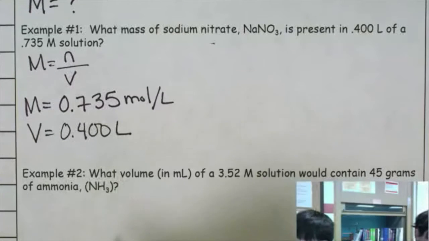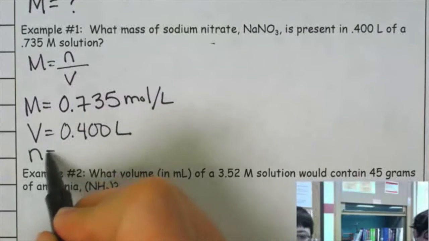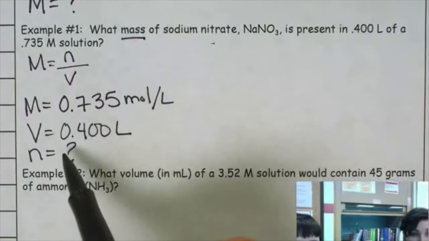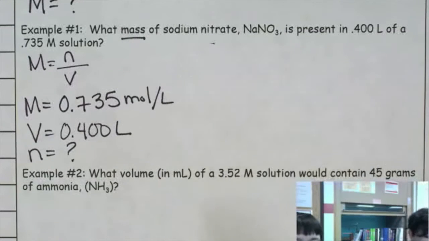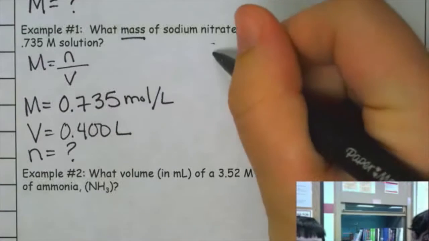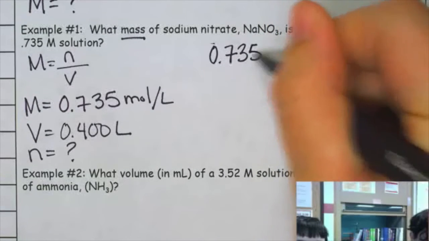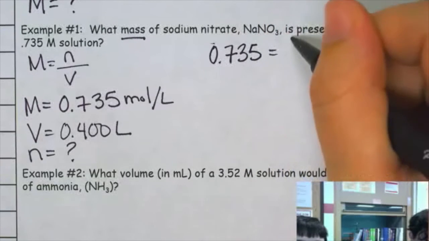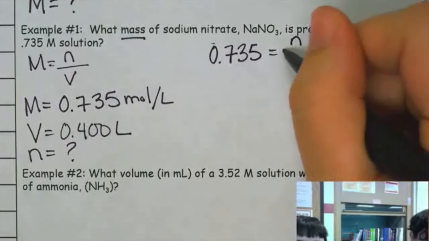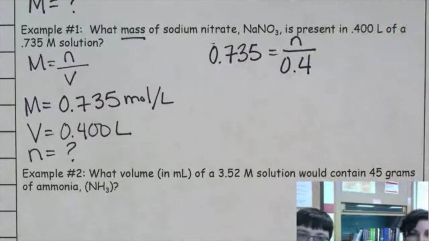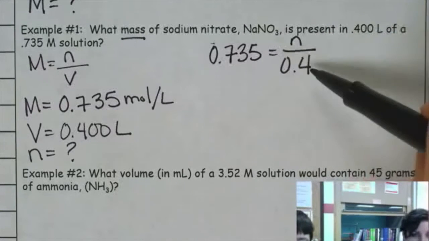And it wants to know moles. It actually wants to know mass, but we have to find moles before we can get to mass. So let's go ahead and set up the problem. We've got 0.735 molarity is equal to n over 0.4.